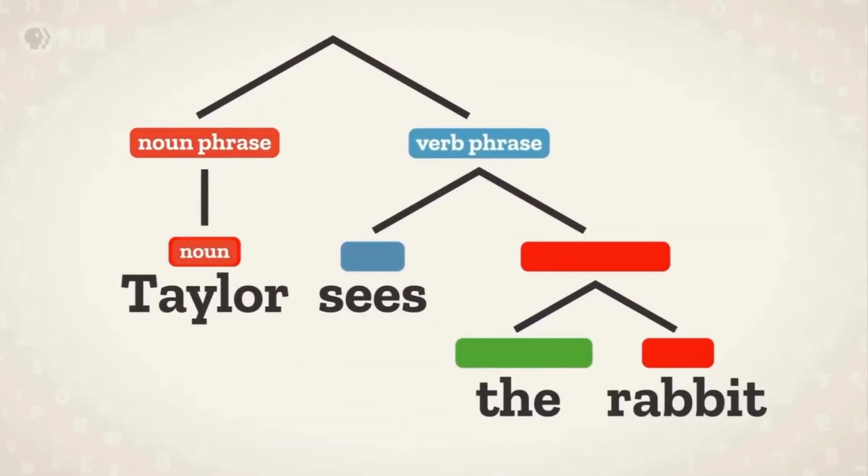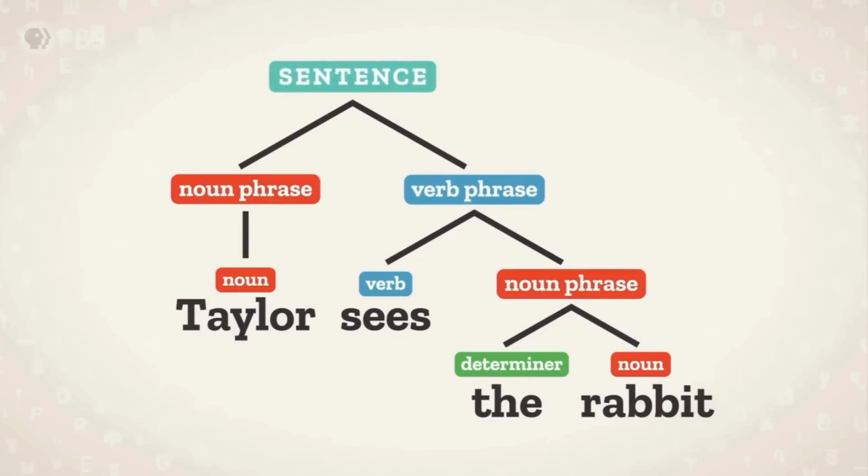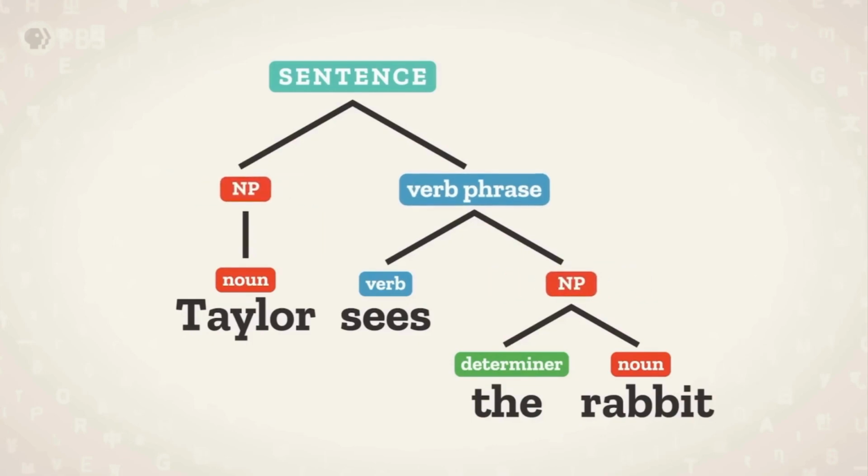There's one theory of syntax that actually argues there are determiner phrases as well as noun phrases. Either way, these small words do a big job. So let's label our tree with the phrases and word classes to keep track of all of this information. And the whole thing, as we already know, is a sentence. Writing out noun phrase and verb phrase every time gets kind of tedious, so linguists generally abbreviate these as NP and VP.